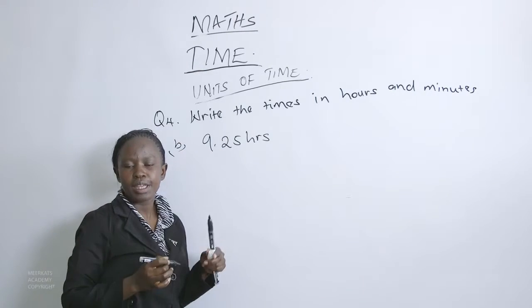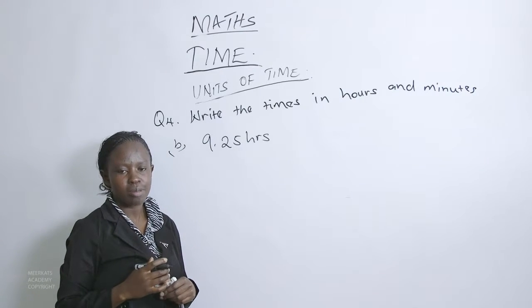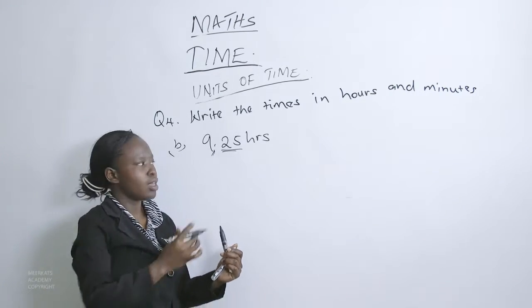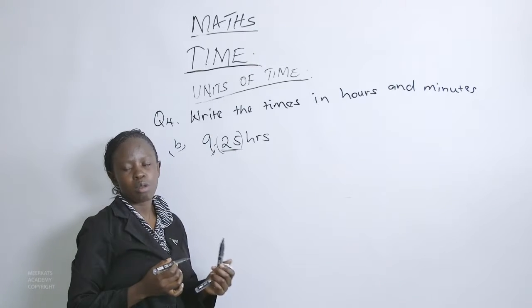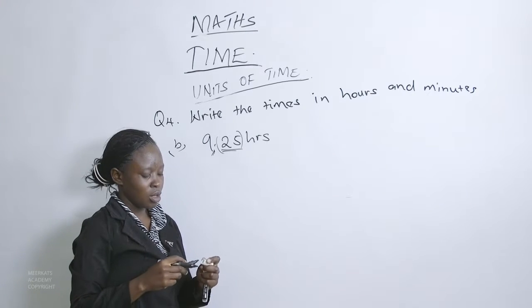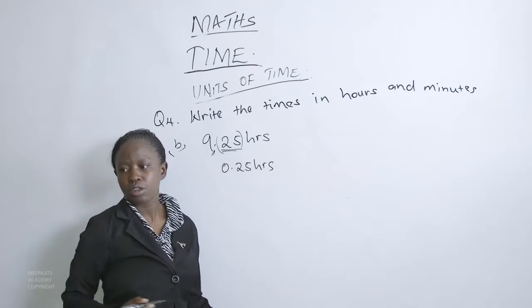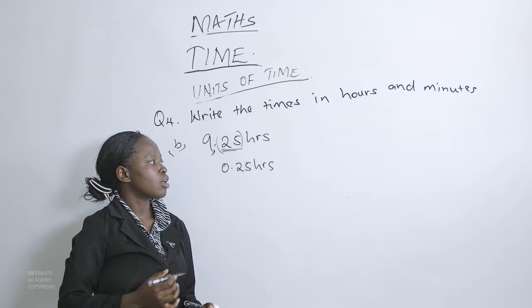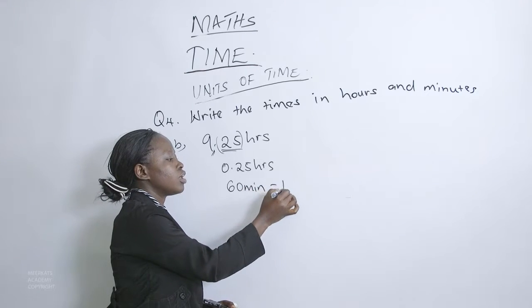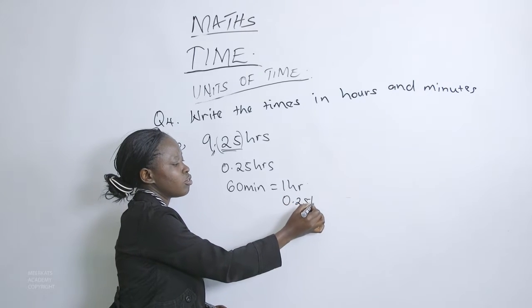Next, we have 9.25 hours. We convert it into hours and minutes. So this means that I have 9 hours and some minutes. The part after the decimal point is what we are converting to minutes. So this will mean that we have 0.25 hours that we need to convert to minutes. We already know that 60 minutes is equivalent to 1 hour. So what about 0.25 hours?